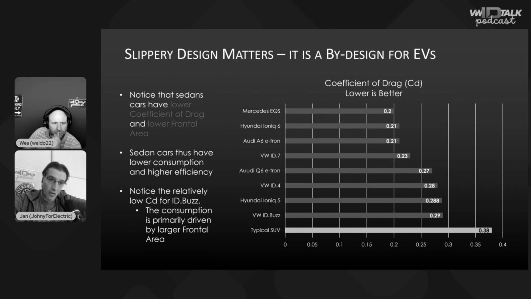How do you make the air flow across the car, right? So that's the coefficient of drag. And in this table, you see that the lower is better, right? Because that translates into lower power to overcome the force, which means lower consumption.